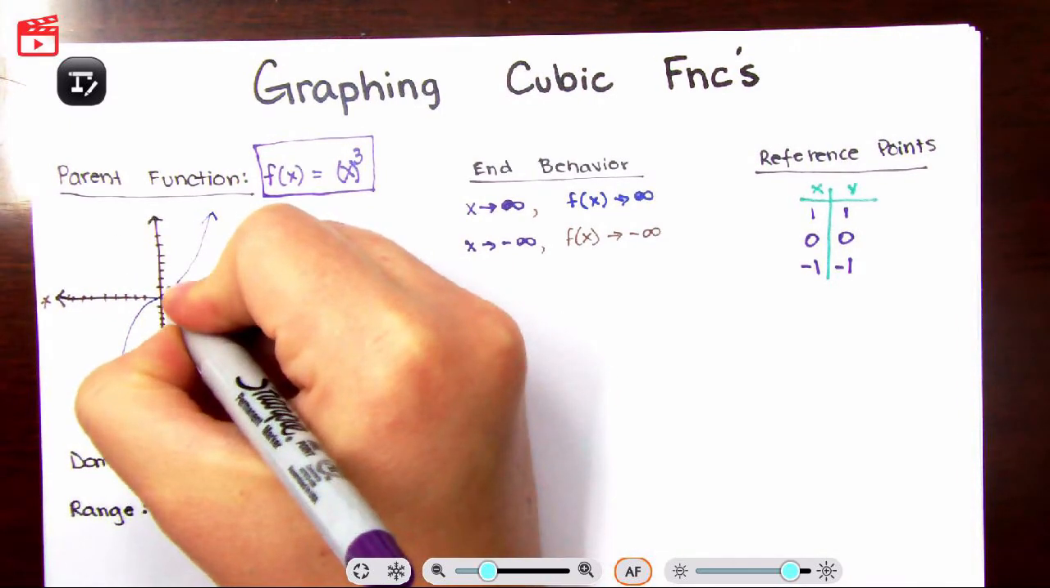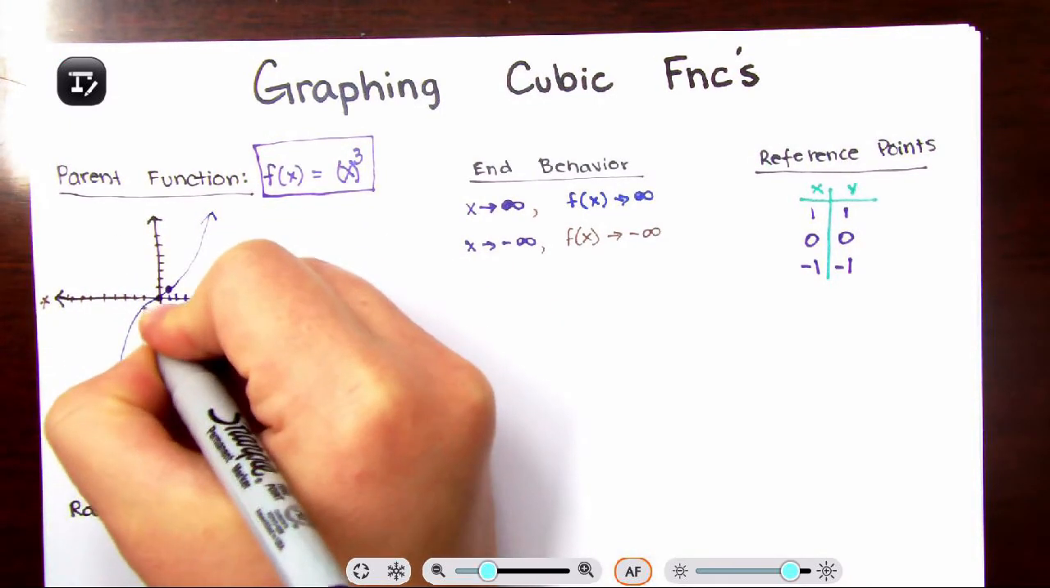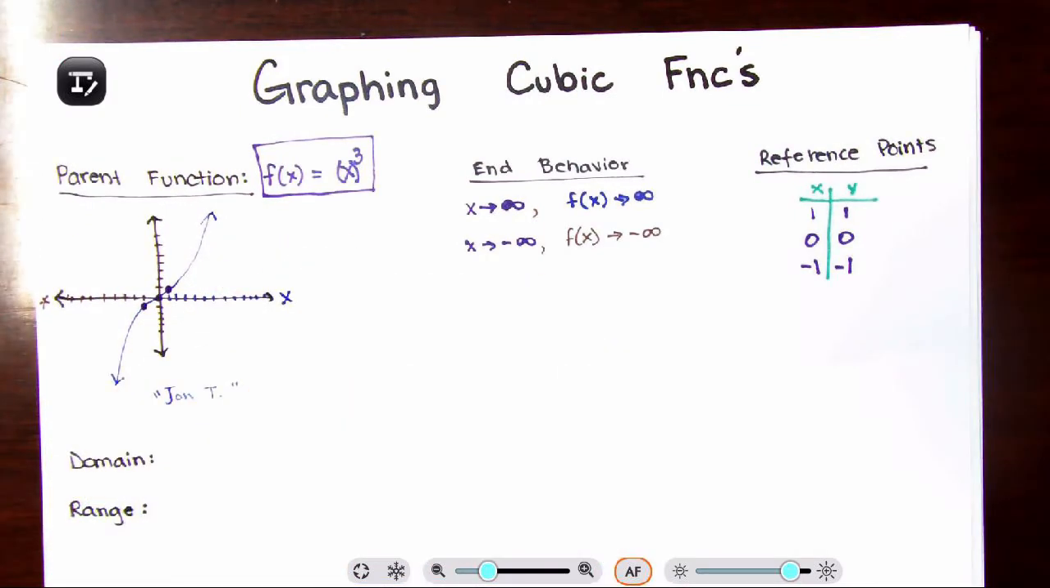So we have (1, 1), which is here. We have (0, 0), which is here, and we have (-1, -1). So if you were to graph this, let me do that real quick.